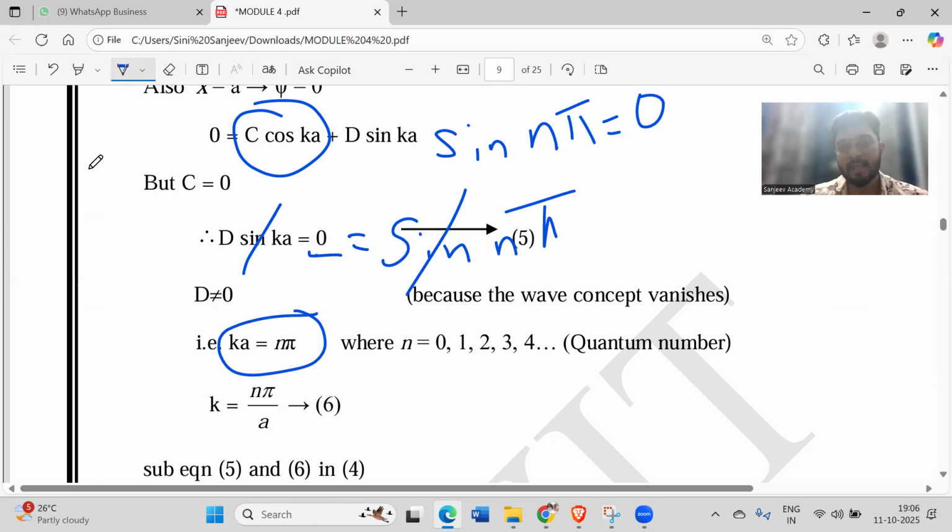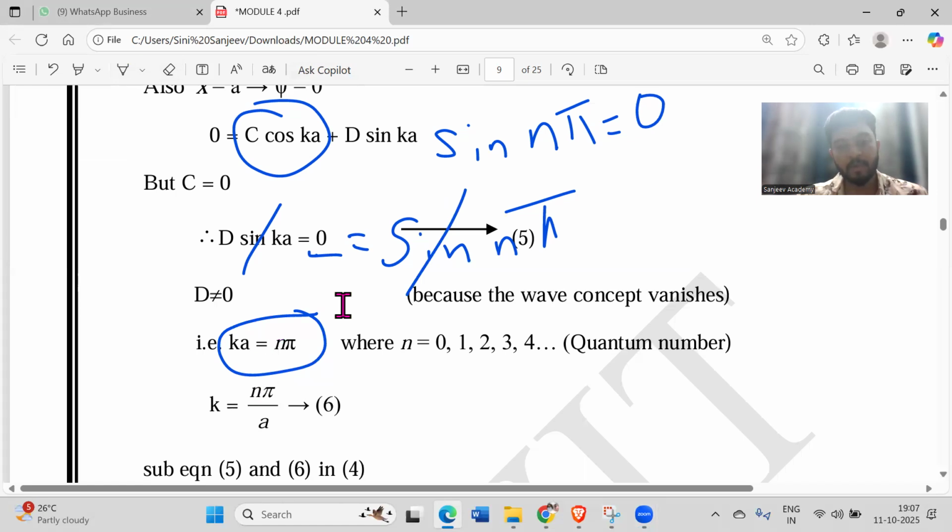Is this thing clear? I'll just check the chat. Is it clear up to this? Perfect, very good. Excellent. So what is my k? n pi by a. k is nothing but n pi by a.